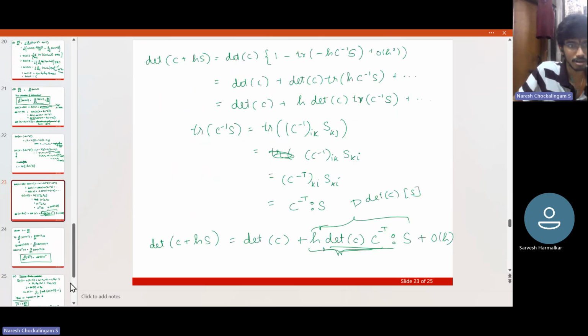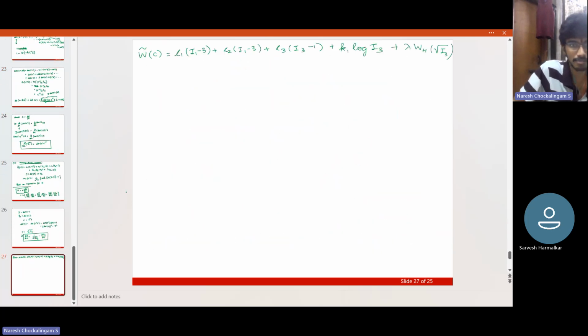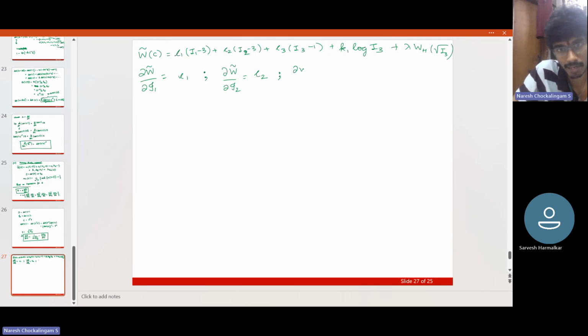Now for this functional, let's find out these quantities. So this expression depends only on I1, I2, and I3. There are no other variables. So what is dou W with respect to dou I1? I1 appears only in the first term, it is C1. Similarly, dou W with respect to I2 is what? I2 appears only in the second term, so it is C2. And what is dou W with respect to I3? I3 appears in the third term, which is C3.